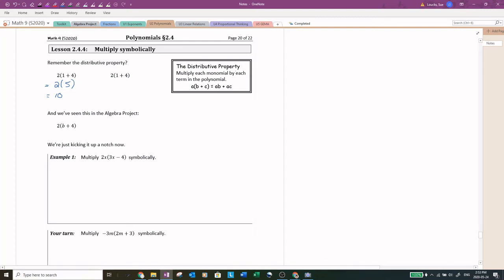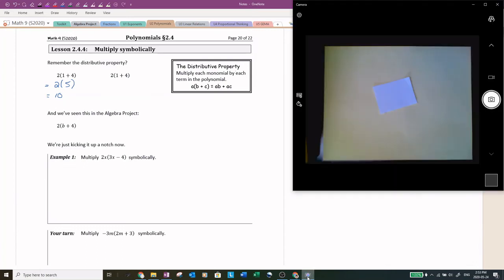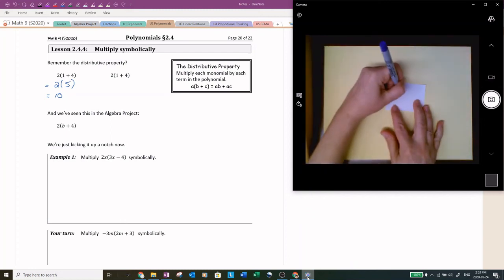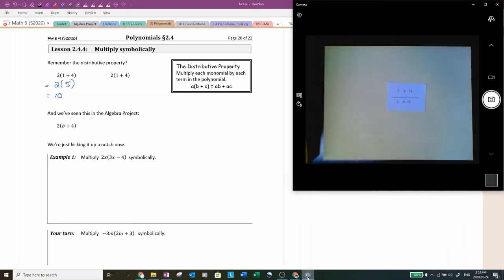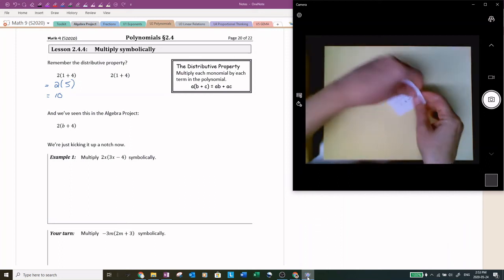Oops, I was going to put my camera up here. There we go. So when I have 2 times 1 plus 4, it means that I have a 1 plus 4 and I have another 1 plus 4. Okay? So I'm just going to rip that.